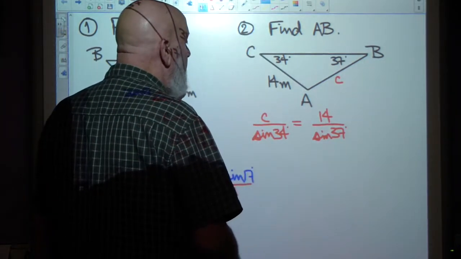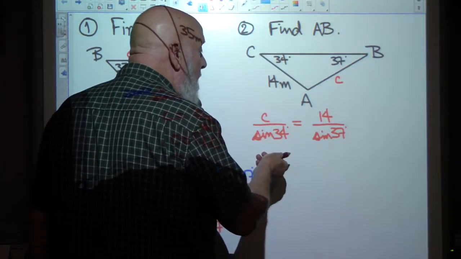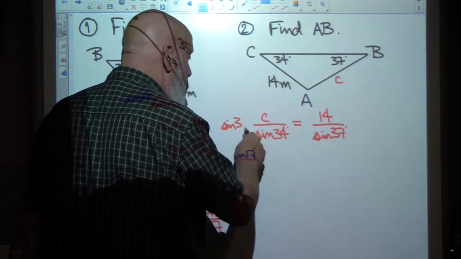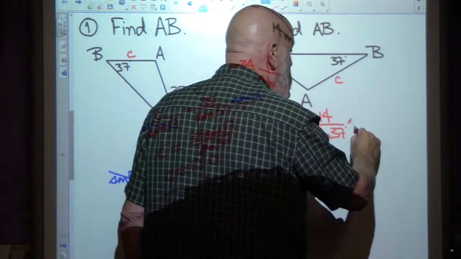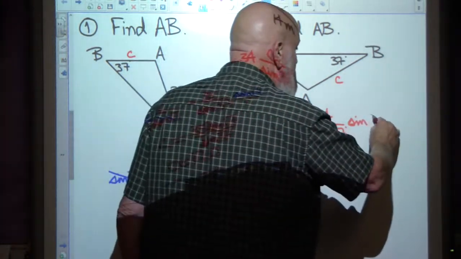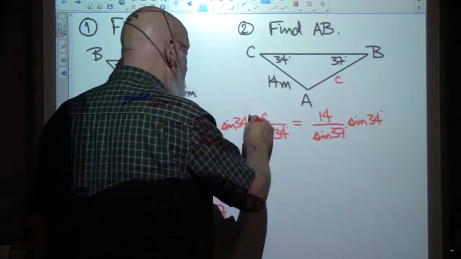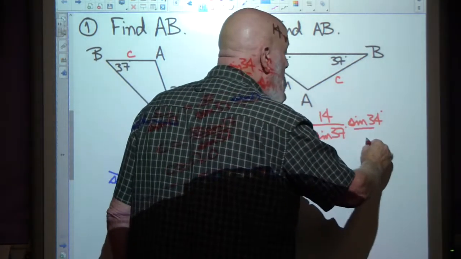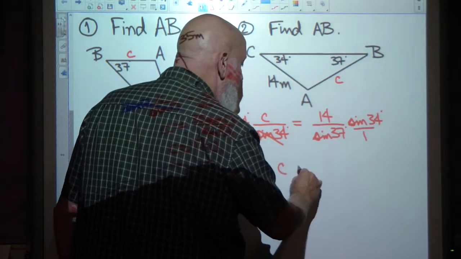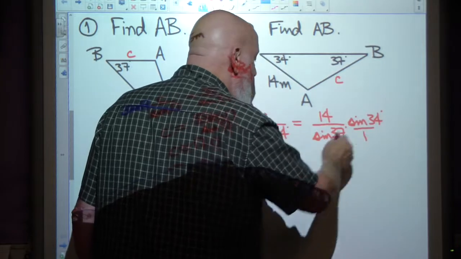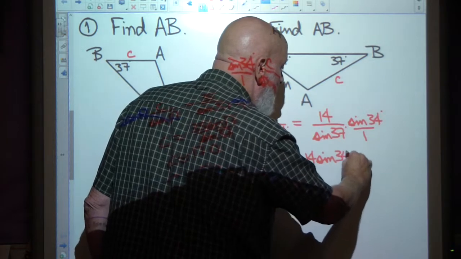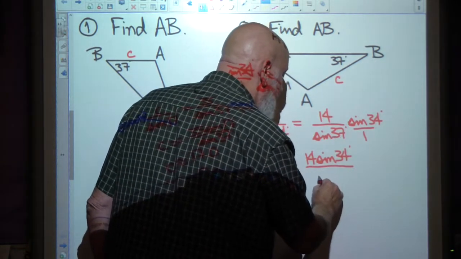I'm going to multiply both sides by the sine of 34 again. To get rid of the divided by sine 34, I'm going to multiply by sine 34. I could cross multiply and then divide, but that would just throw in an extra step, so there's no need to do that. Again, you can think of these as being over 1, and these cancel. And this gives me c is equal to 14 sine 34 degrees over the sine of 37 degrees.